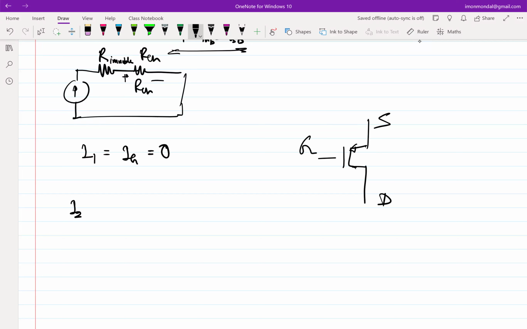Our I2, which is ISD, is equal to, it has primarily 3 regions of operation, but the cutoff region I am not particularly bothered about, but let's write it out anyway.